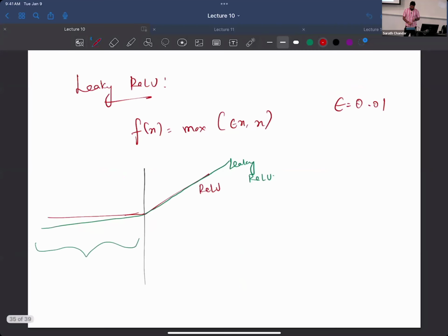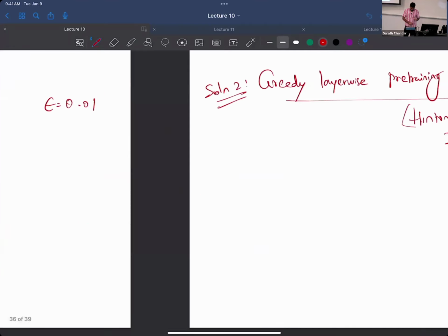And we discussed how ReLU could have dead neurons. So one solution was leaky ReLU, right? But then there are many, many versions of ReLU that exist out there. So we are not going to talk about that here.